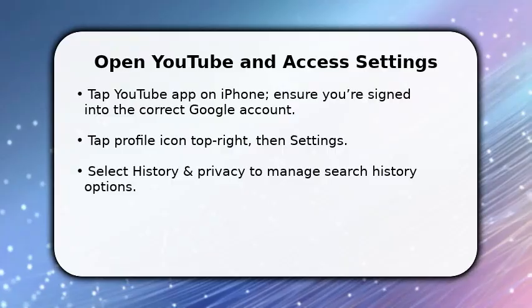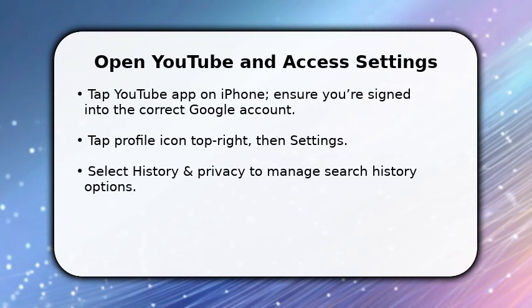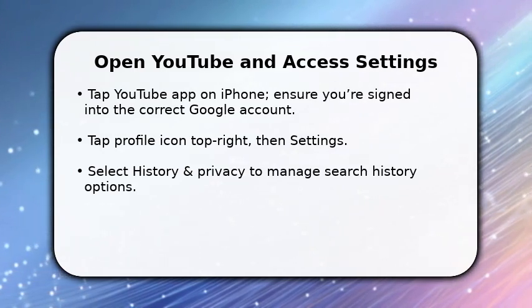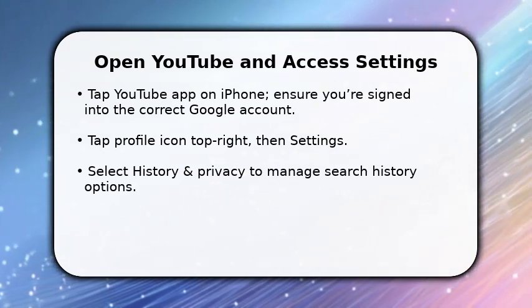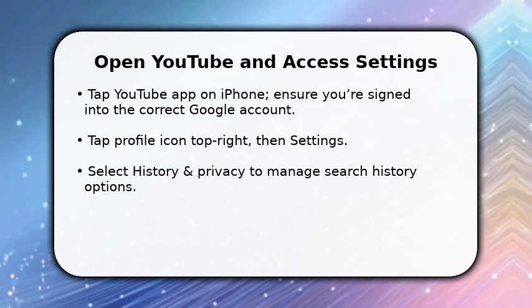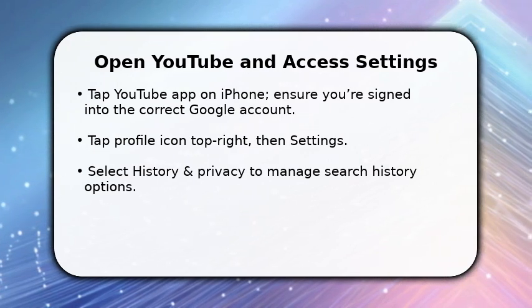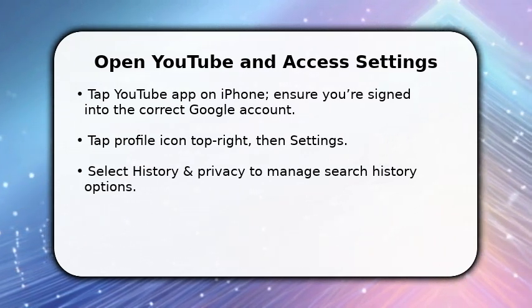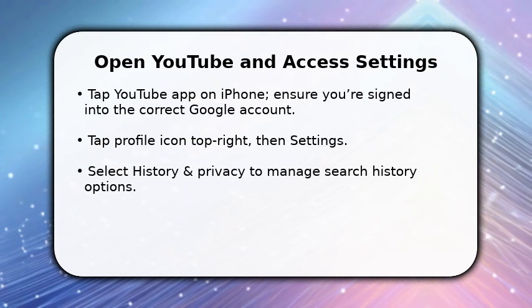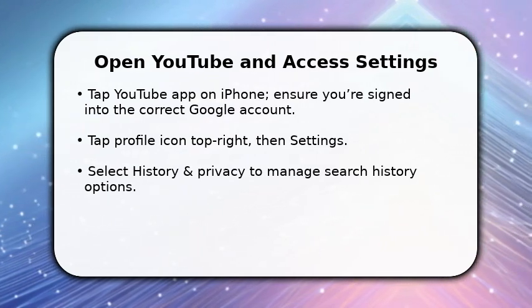Enjoy the video. You're starting inside the YouTube iPhone app. Make sure you're signed into the account whose search history you want to remove. Once signed in, tap your profile icon in the top right corner and choose Settings. From Settings, select History and Privacy. This is where YouTube centralizes search and watch history controls.